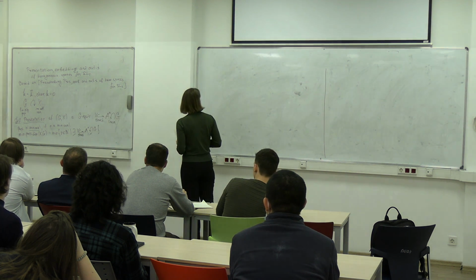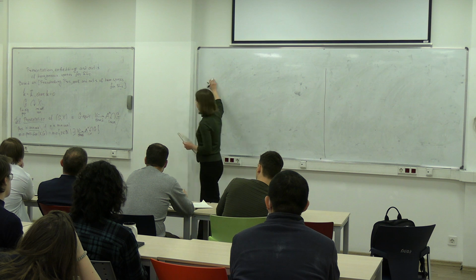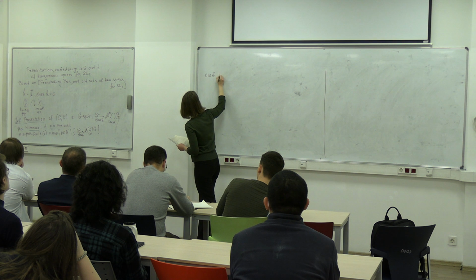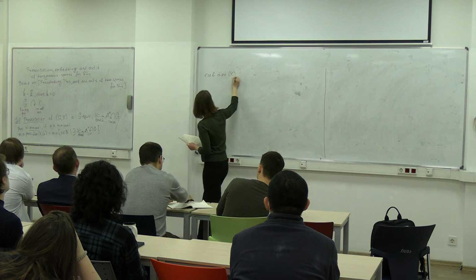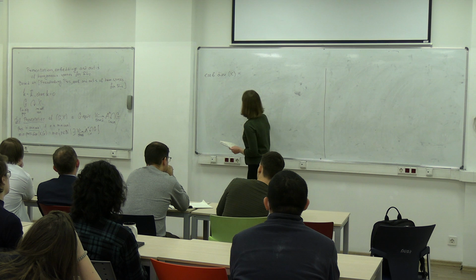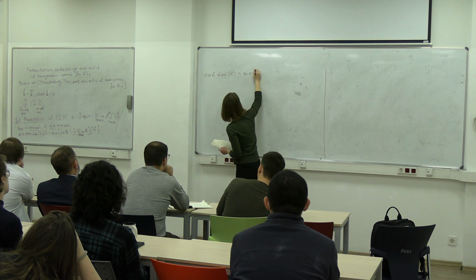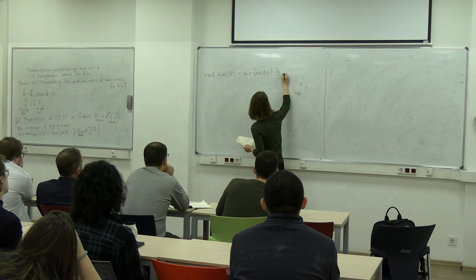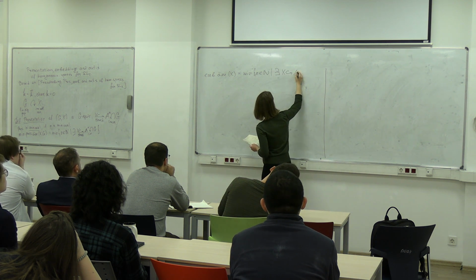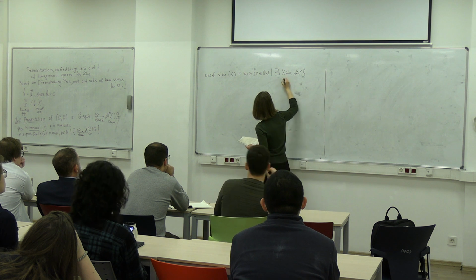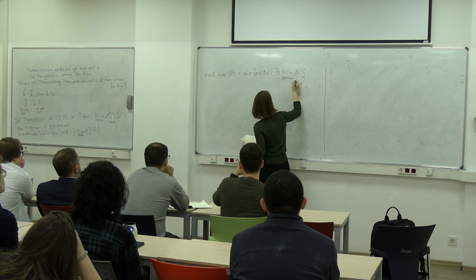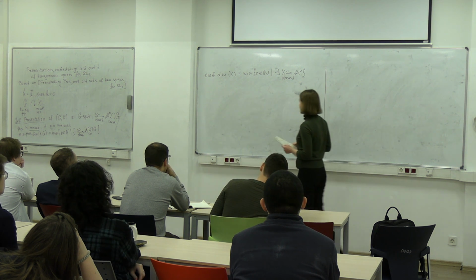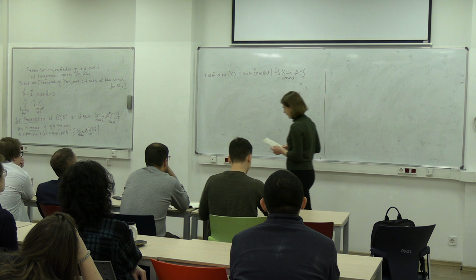Okay, and let's fix another number. By embedding dimension of X, we mean the minimal such n that there exists some embedding of X in A^n as a closed subset. Of course, this definition depends only on X.